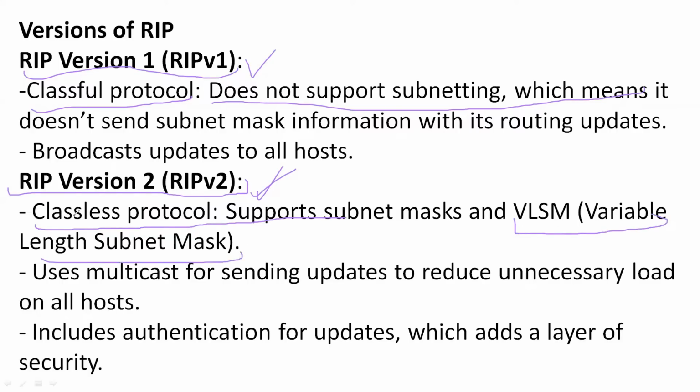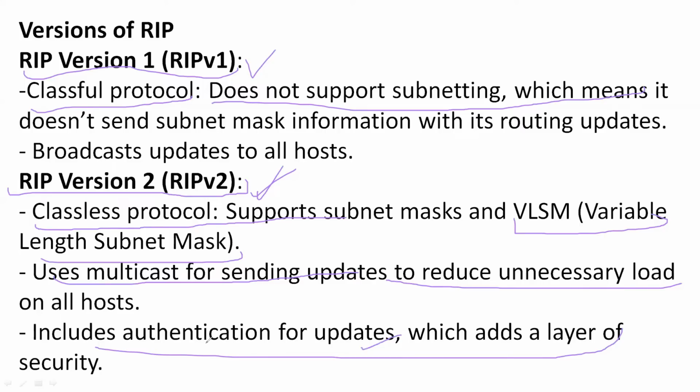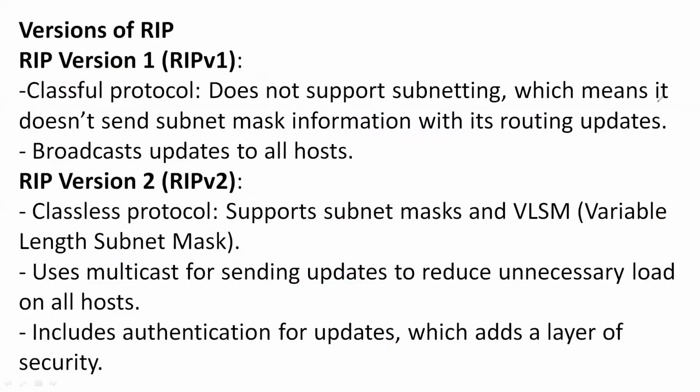RIP version 2 also uses multicast to send the regular updates, which reduces unnecessary load. It also includes authentication in the form of a keychain, and it forwards the updates with authentication. That means there is a security mechanism in RIP version 2.